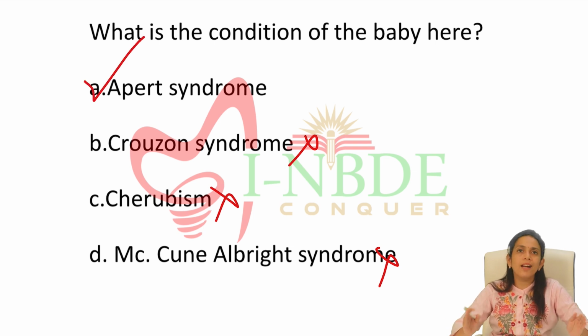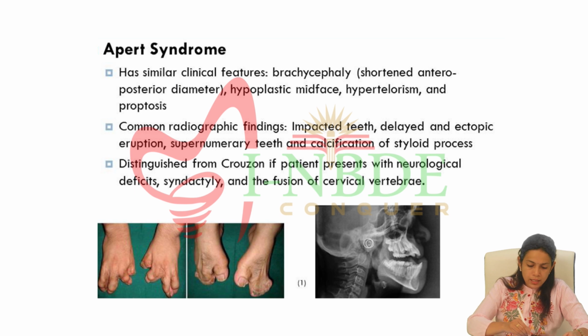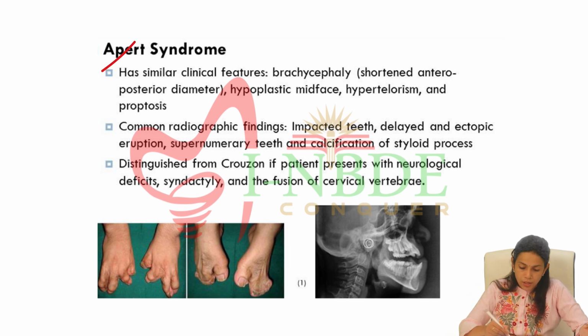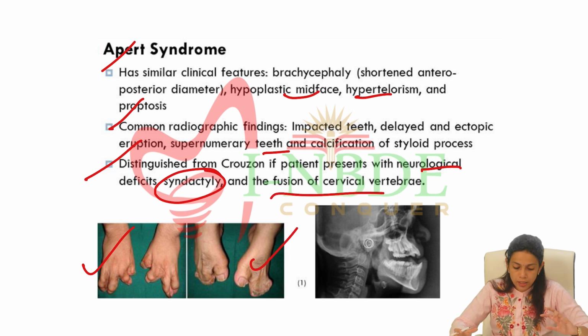So in Apert syndrome, you see that syndactyly, where you see the mitten hands and the socket feet. It's a very, very important feature of the children suffering with Apert syndrome. Okay, so what similarity does it have with Crouzon's? Brachycephaly, hypoplastic midface, hypertelorism, proptosis, all this could be there. And common radiographic features: impacted teeth, delayed eruption, ectopic eruption, supernumerary teeth, calcification of the styloid process could be there. And distinguishing from Crouzon are neurological deficits, syndactyly, as you can see here, the fusion, and also the fusion of cervical vertebrae. So all these are the differentiating features.